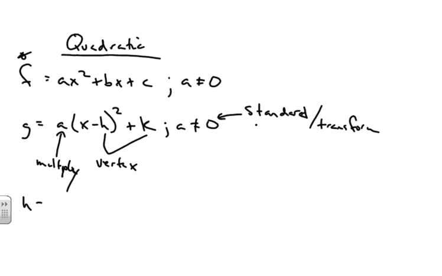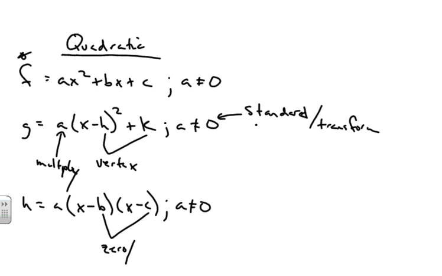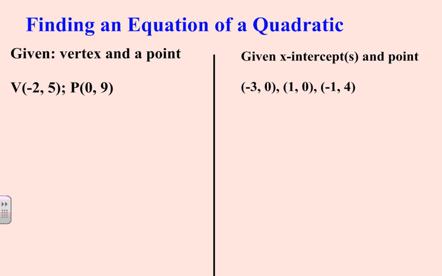Now, another one that we can use is x-intercept form, and I'll write it like this. Here, b can't equal 0, and we know that b and c are the zeros, or x-intercepts, of our function. So we can use any one of these forms of a quadratic. The key thing is trying to identify when we use which one. It all depends on what type of problem we have.